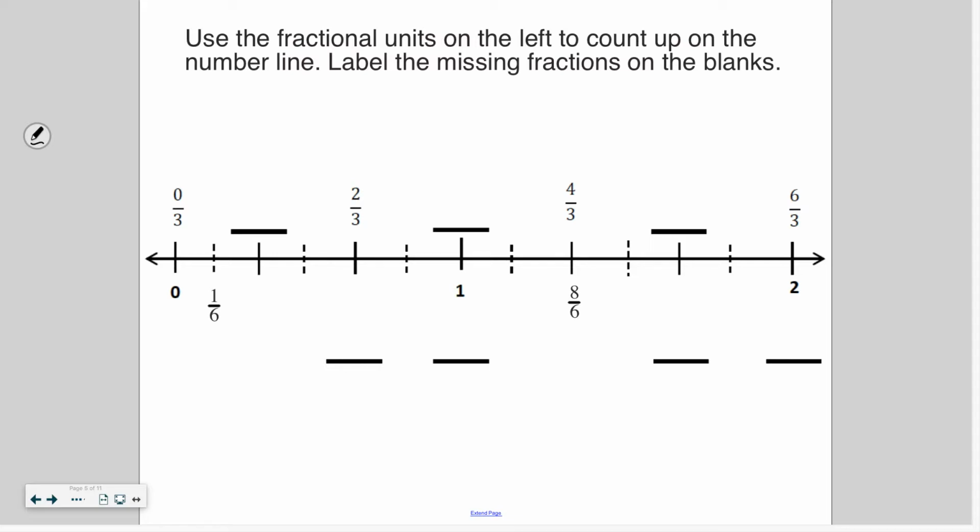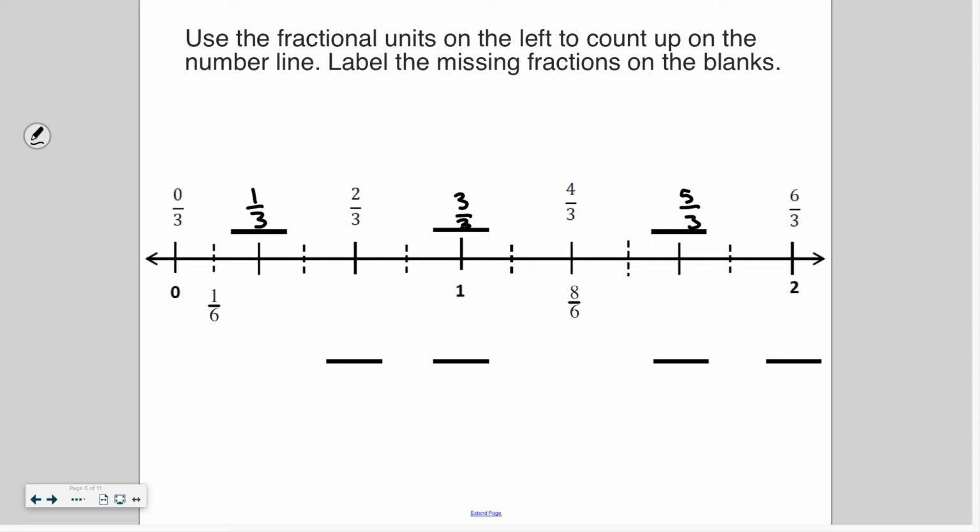So I want to place these fractions, it says, by counting up on the number line. So I'll start with thirds. I have 0 thirds. After that, that would be 1 third, 2 thirds, 3 thirds, which is also 1 whole, 4 thirds, 5 thirds, and 6 thirds.